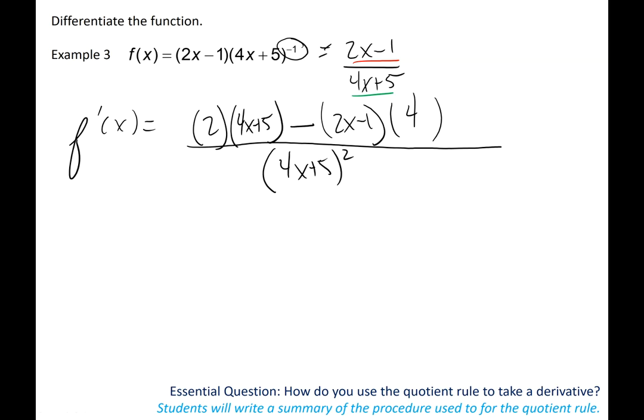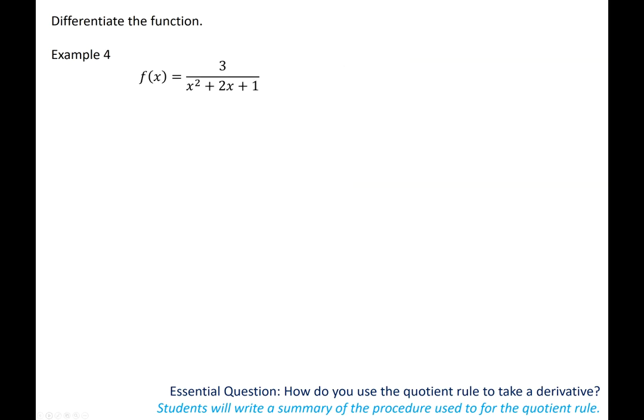All right, I'm going to go back and track what I did. So red derivative, red original, green original, green derivative, green squared. All right, everybody got it? Okay.